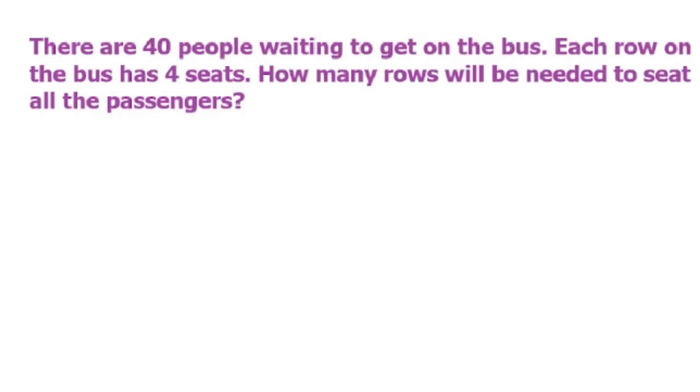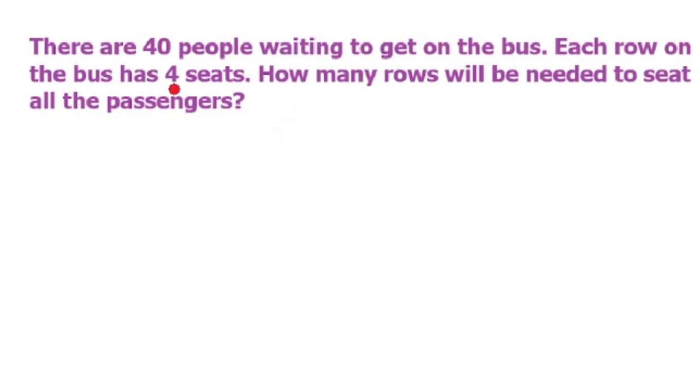In this video, we're going to work on a division word problem. So if we have a problem like this that says, there are 40 people waiting to get on the bus. Each row on the bus has 4 seats. How many rows will be needed to seat all the passengers? So we just need to figure out how many rows are needed.